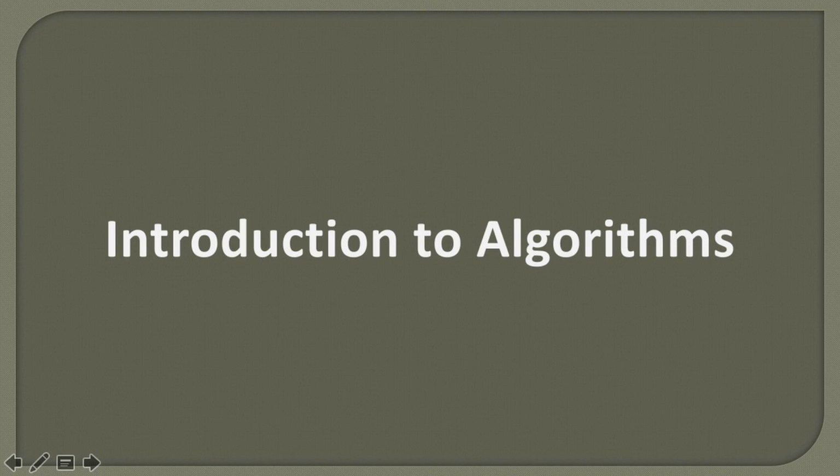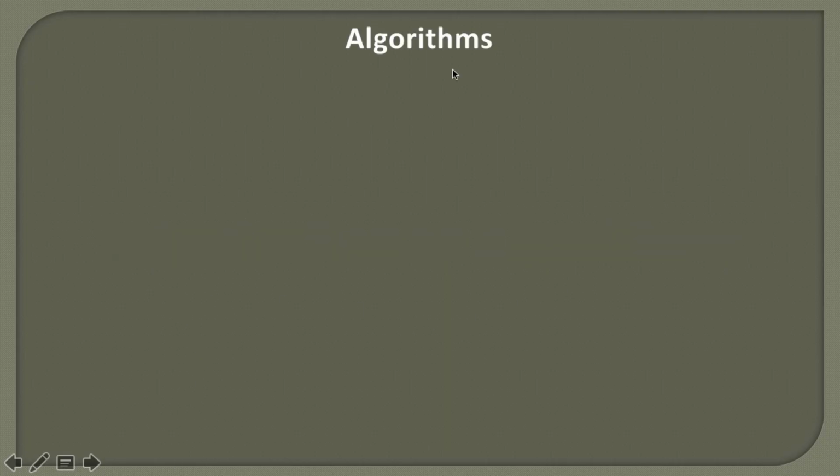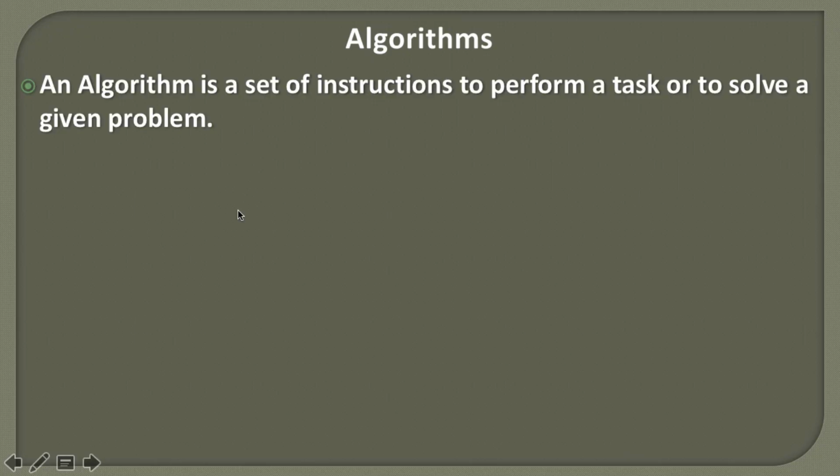Hello everyone. So in this section we'll discuss a basic introduction to algorithms. So what is an algorithm? If you see the formal definition, an algorithm is a set of instructions to perform a task or to solve a given problem.